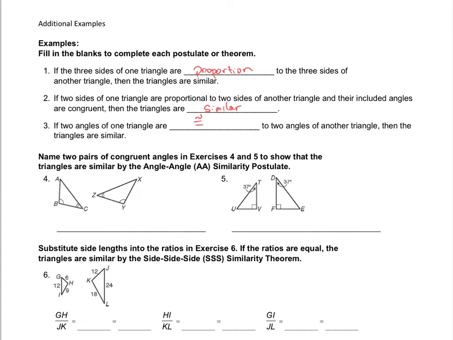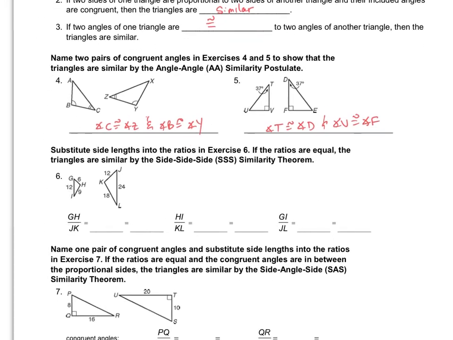Okay, name two pairs of congruent angles in exercises 4 and 5 to show that the triangles are similar by the angle-angle similarity postulate. So over here, I would have to say angle C is congruent to angle Z, and angle B is congruent to angle Y. For over here, I could say angle T is congruent to angle D, and angle V congruent to angle F, because those are both 90 degrees.